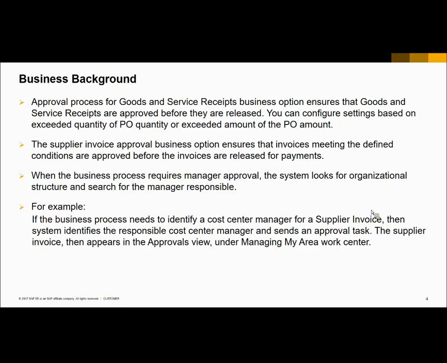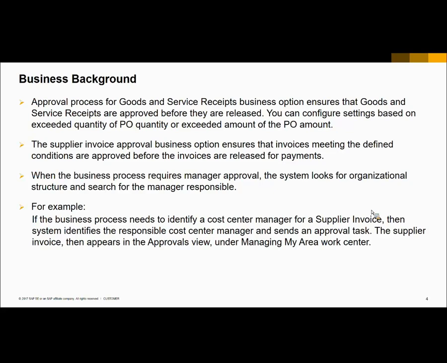So when a business process requires a manager approval, the system will look at the organizational management, how it is defined, and it will try to determine the responsible manager and the responsible functionalities that have been assigned for the respective org unit under the organizational management.